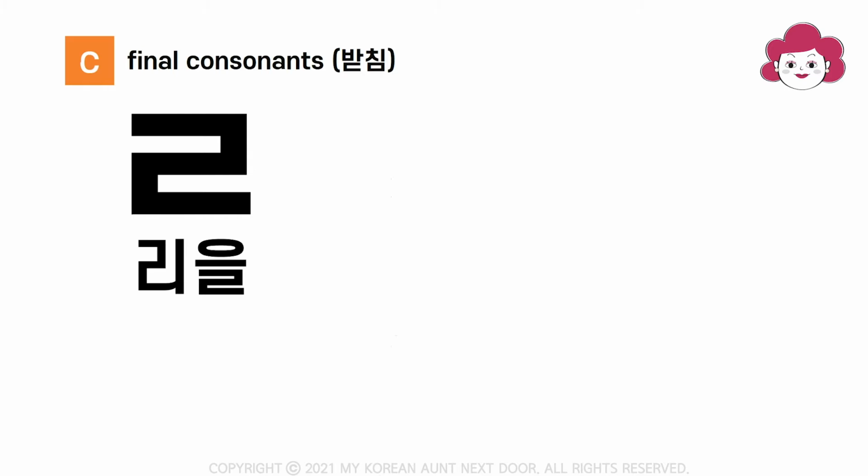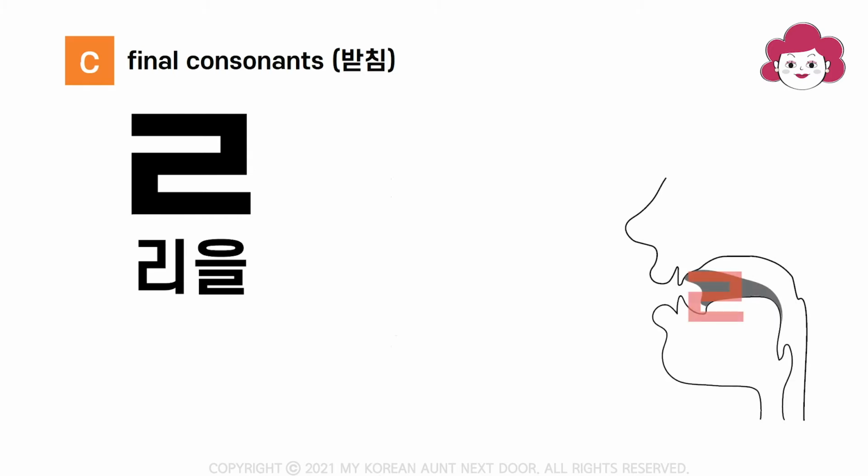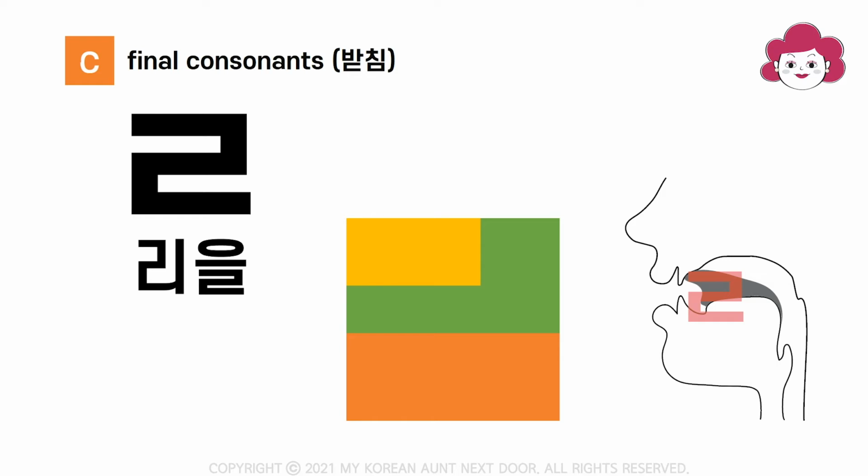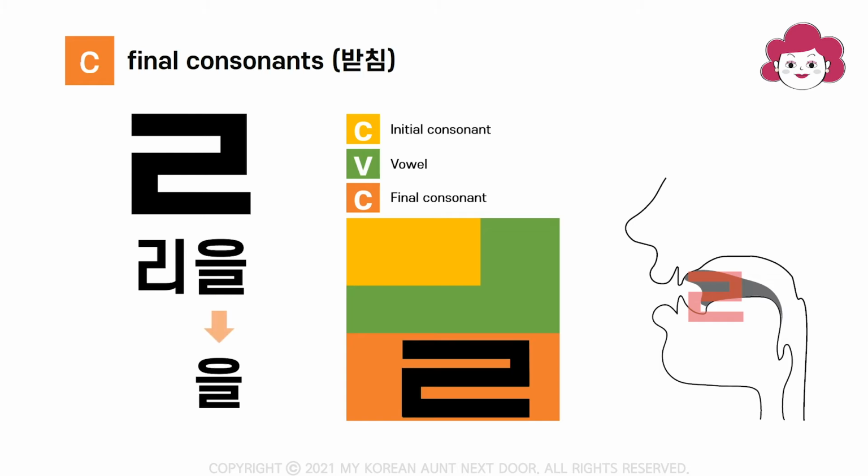Next, let us learn the final consonant, 리을. The pronunciation of consonant is different when it is an initial consonant as l and when it is a final consonant as 을. Hold your breath when you pronounce it. Say 을.